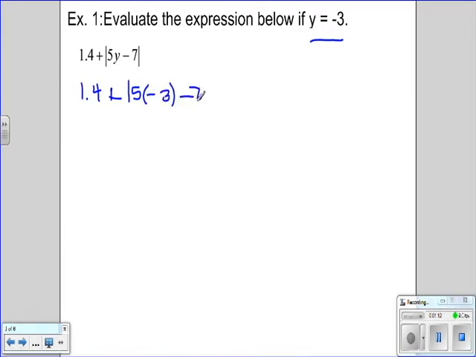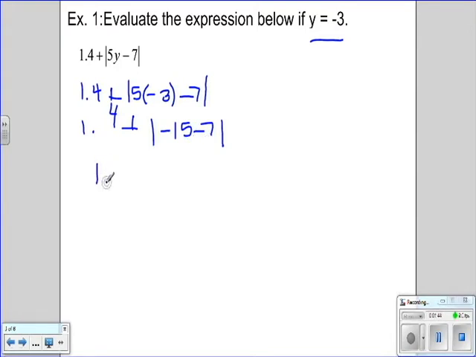minus 7. Now the absolute value bars, you have to think of them as a grouping symbol. So following the order of operations, I have to evaluate inside the absolute value bars first. So I'm going to leave this 1.4 hang out in front. And now inside the absolute value bars, I've got 5 times negative 3, that's negative 15 minus 7. Okay, and I'm still not done. Now I need to simplify negative 15 minus 7.